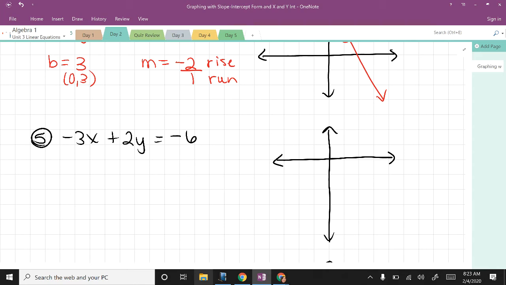All right, number 5 is in standard form again, right? Not in slope-intercept form. So we've got to get y by itself. So how do I do that? Add 3x.